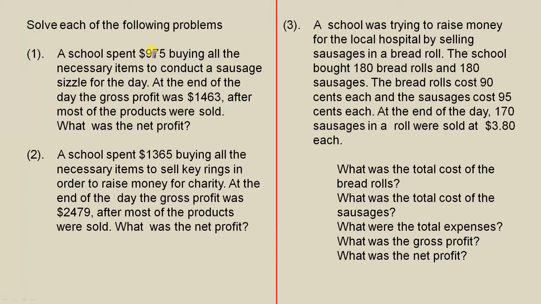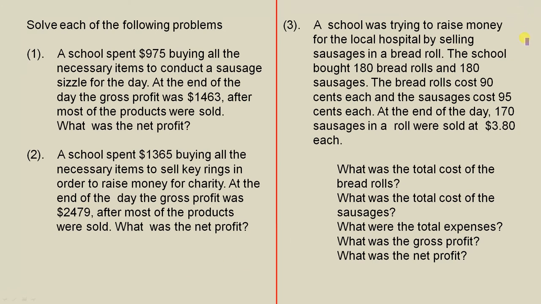So basically here for this first example, we have the gross profit of 1,463. These are the expenses. So basically you just do a subtraction and that will give you the net profit. And it's exactly the same here. Here is the amount representing the expense. Here is the gross profit. If we do a subtraction, that will give us the net profit.